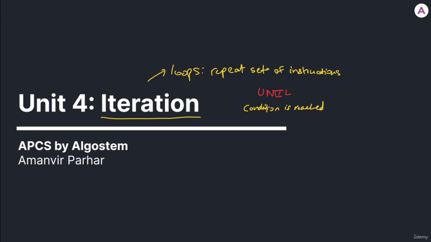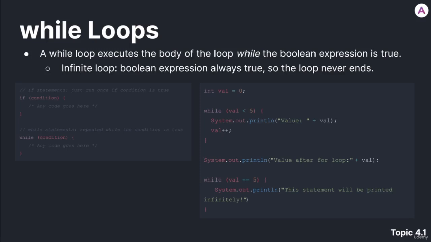Let's look at one kind of loop. It's called the while loop. A while loop executes the body of a loop while a Boolean expression is true. Let's look at a while loop starting right here. This is an if statement. An if statement, as we saw earlier, executes just once and only executes if the condition is true. So if the condition has the value true, any code that goes in here will be executed.